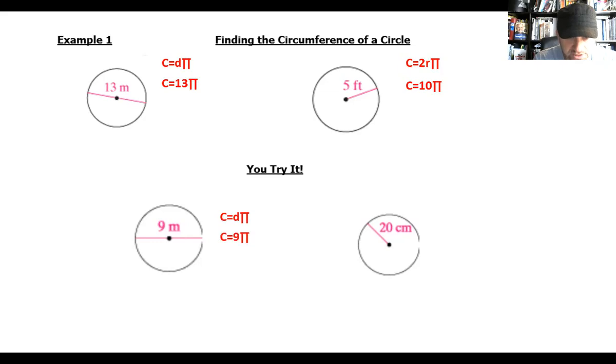So what you're going to do then is circumference is equal to 9 times pi, and you would get 28.27, and so that would round to the nearest whole number as 28.